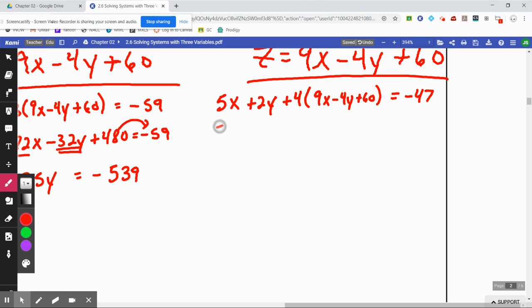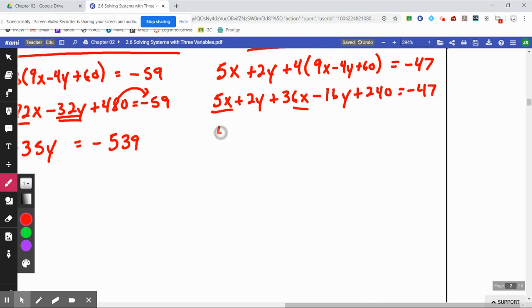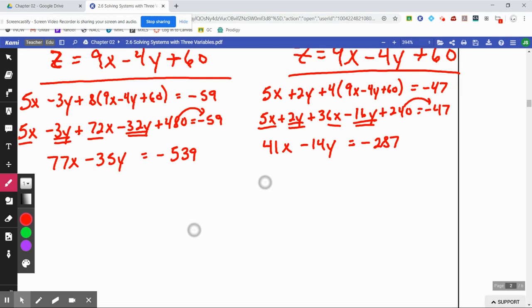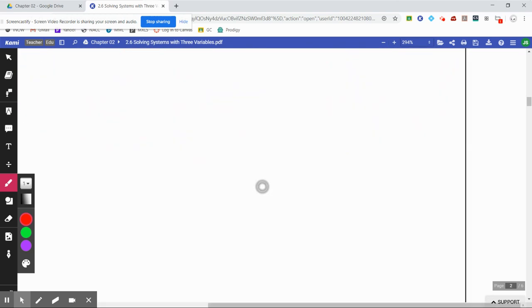Clean up, you have 5x plus 2y plus 36x minus 16y plus 240 is equal to negative 47. Combine your like terms, 5 and 36 gives you 41 x's. 2 and negative 16 gives you negative 14 y's. Move the 240 over to get it in standard form, and that would be negative 287. So now you have your equation A and you have your equation B.